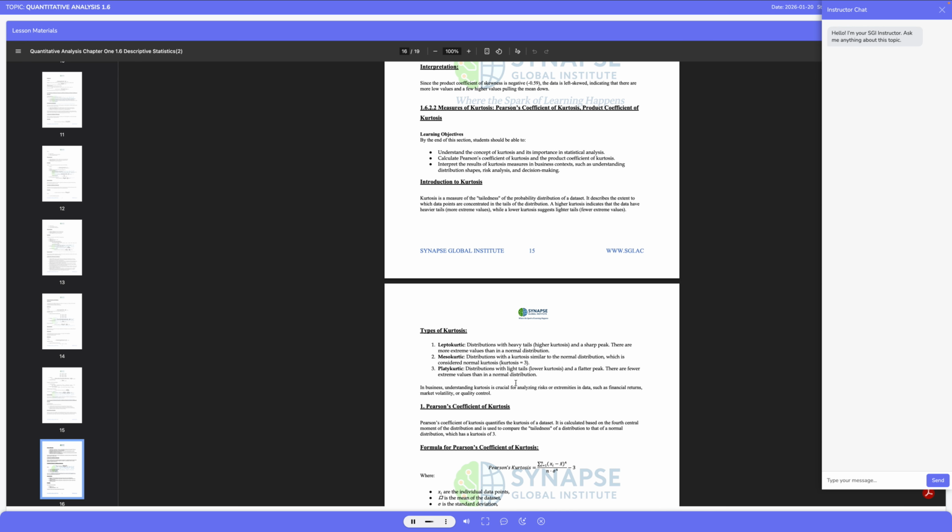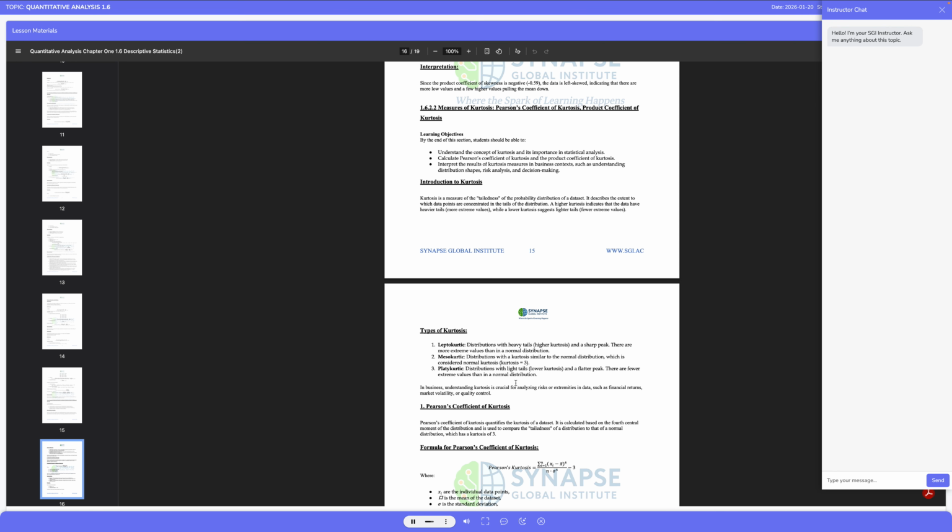We now continue with descriptive statistics by examining measures of kurtosis. While measures of central tendency, dispersion, and skewness tell us about the center, spread, and symmetry of a dataset, measures of kurtosis focus on the shape of the distribution, specifically the extent to which data values are concentrated in the tails, or around the center.